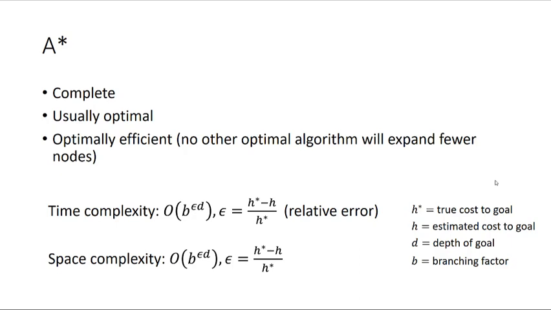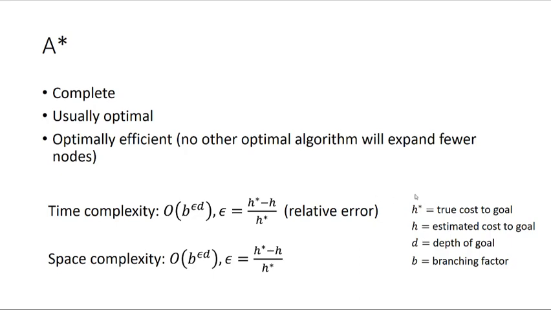It is usually optimal, so it's optimal when the heuristics are admissible. But since we have a strategy for that, we'll just say it's usually optimal. It's optimally efficient, which means that no other optimal algorithm is going to expand fewer nodes. The time complexity is a little bit different than what we've seen before. So it's big O, b raised to the epsilon d. So this epsilon value is going to be based on the heuristic function.